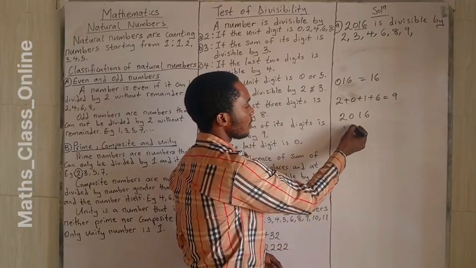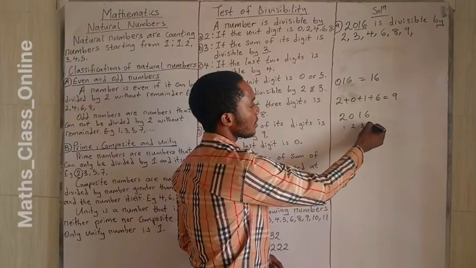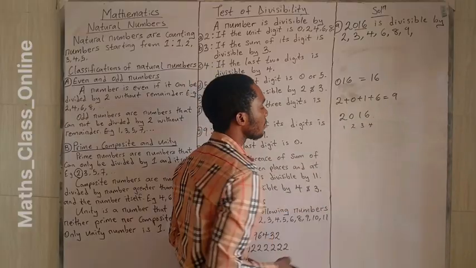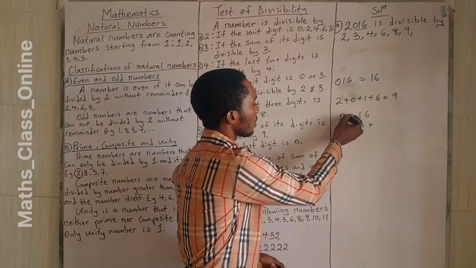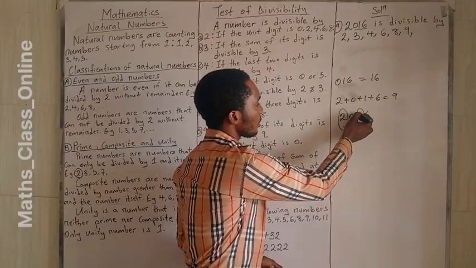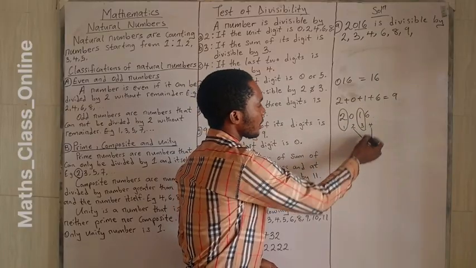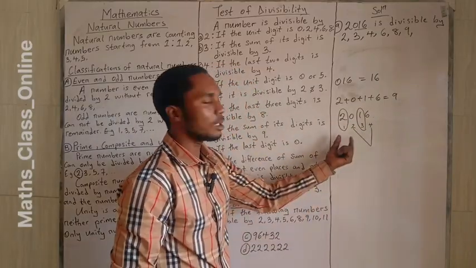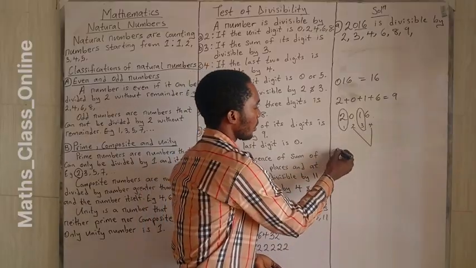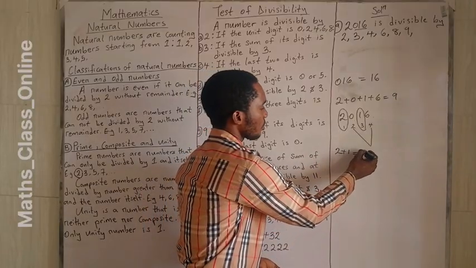This is the first number, second number, third number, and fourth digit rather. This is odd places, and this we have even places. The digits at odd places are what? 2 and 1. 2 plus 1 is equal to 3.